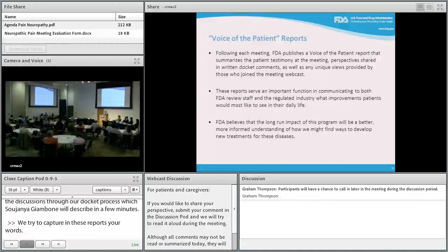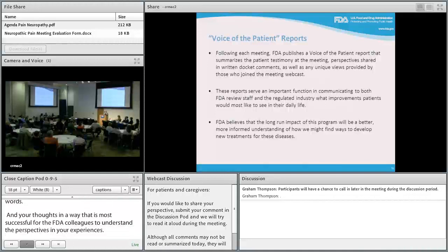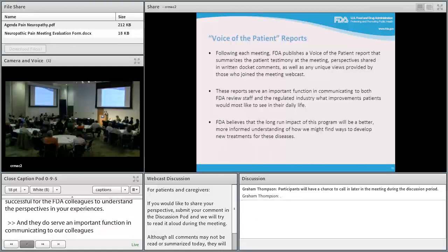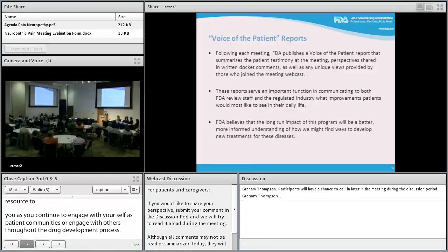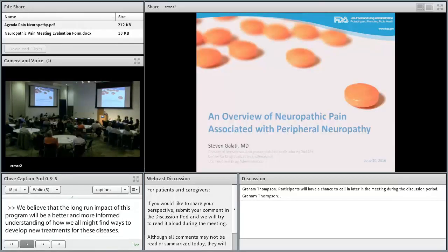They do serve an important function in communicating to our colleagues here at FDA, but also, we hope, as a resource for you as you continue to engage as patient communities or engage with others throughout the drug development process. We believe that the long-run impact of this program will be a better and more informed understanding of how we all might find ways to develop new treatments for these diseases. And with that, I would like to turn it over to Stephen to give a bit more background on peripheral neuropathy.